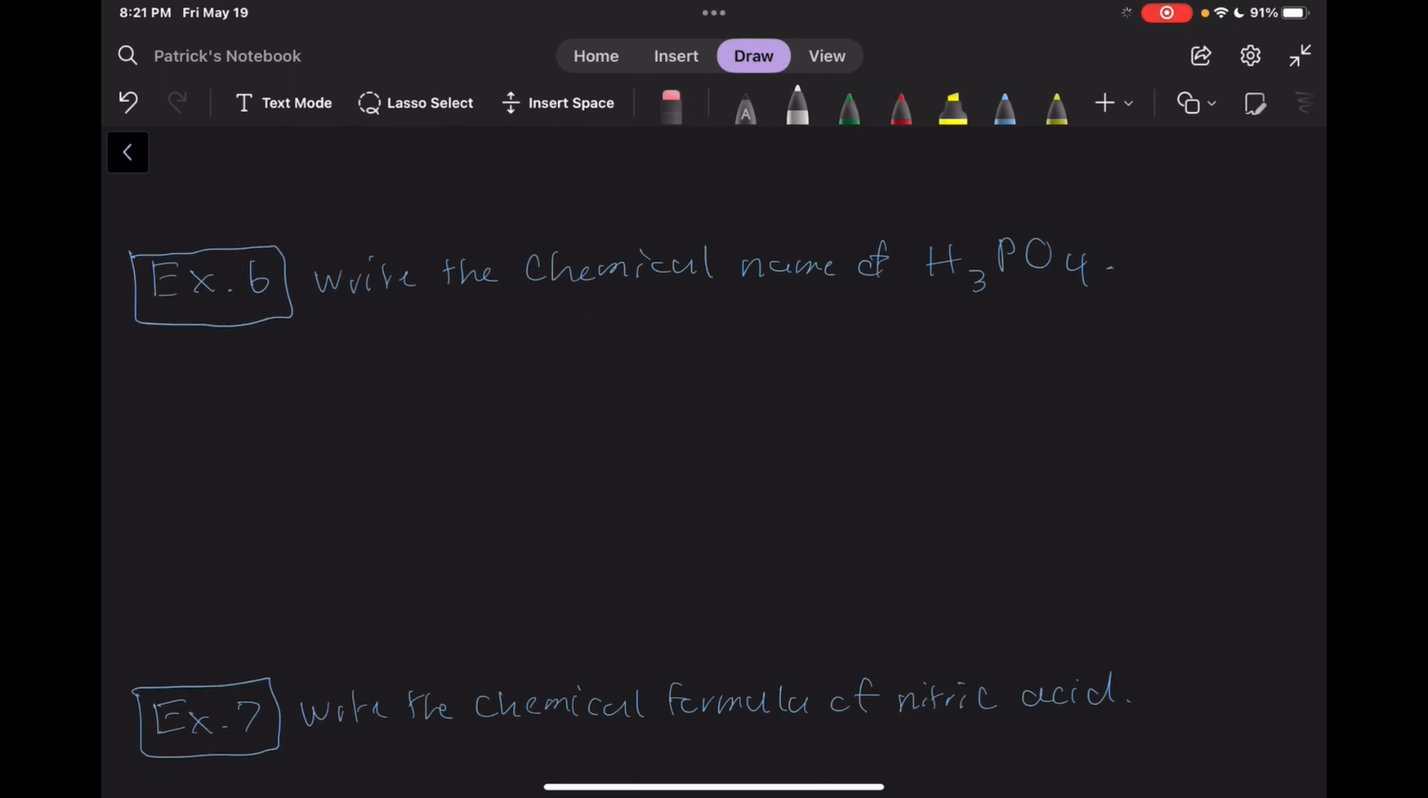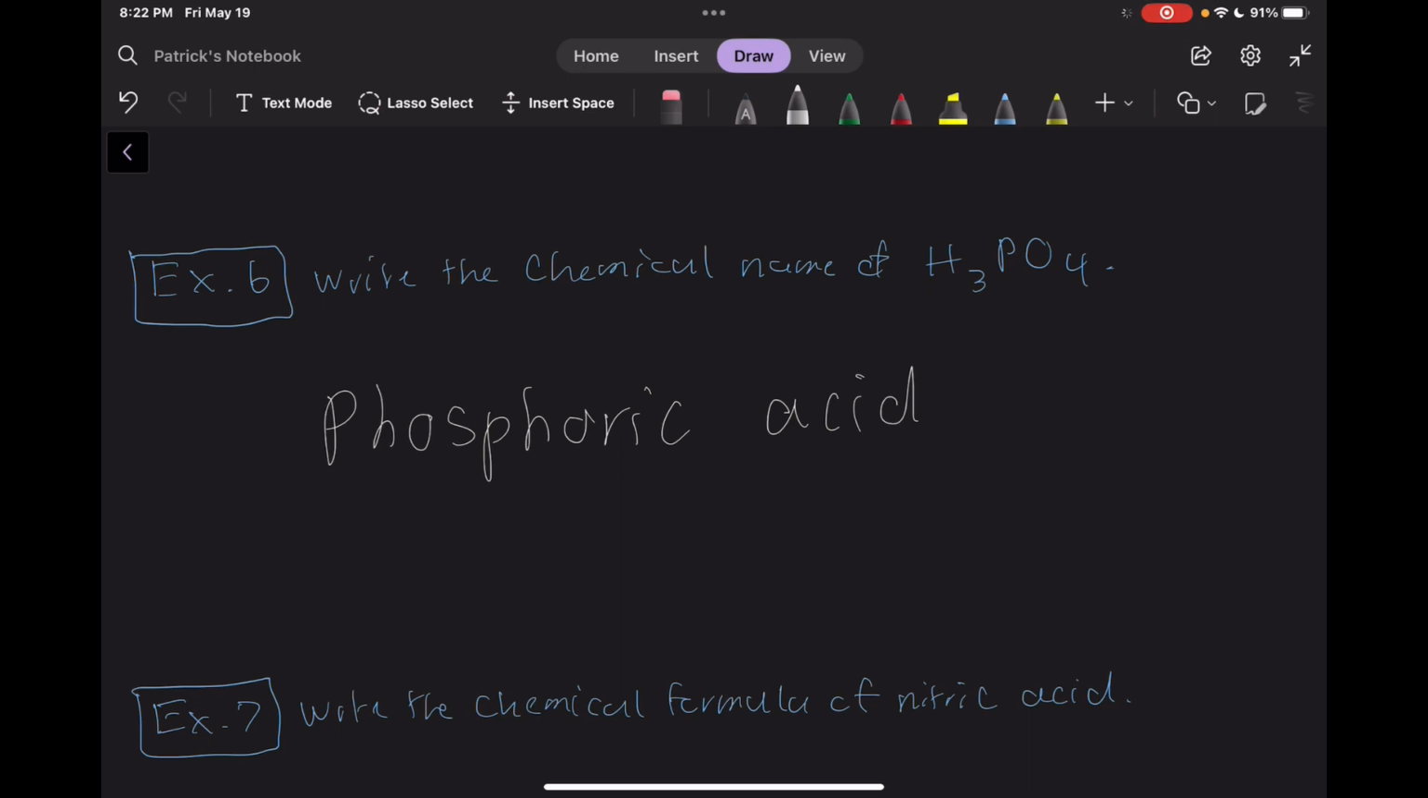Example 6 would like us to write the chemical name of H3PO4. PO4 is the chemical formula of the phosphate polyatomic ion, which contains oxygen, and hydrogen is involved in the compound, so this is case 3. We're looking at an oxoacid here. Phosphate gets the suffix ic and becomes phosphoric. And then we add a space, and then the word acid. Phosphoric acid.